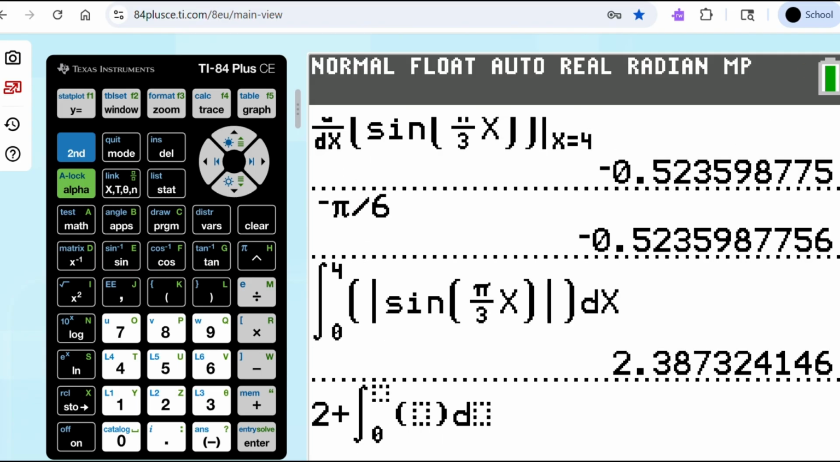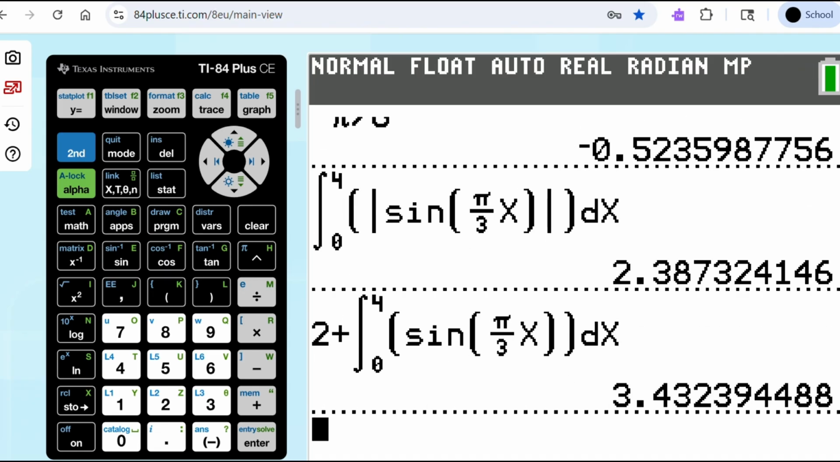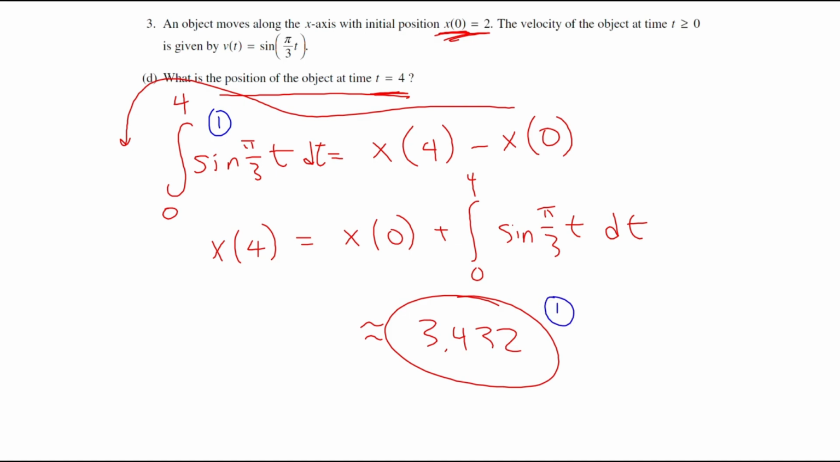Our integral is from 0 to 4, and it's just that sine of our pi over 3 times t function. Once again, we'll put it all in, hit enter, and we get a position of 3.432. And that is our final answer there for part D. We got 2 points for that. 1 point for setting up the integral with the definite integral, and 1 point for the final answer. And that is the end of question number 3 here, this motion question from the 2002 AP Calculus AB exam.